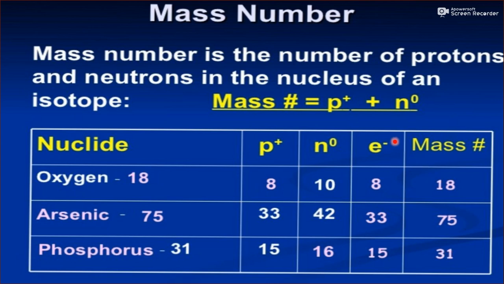If number of protons and neutrons are given, we can easily calculate the mass number. Or if number of neutrons and mass number is given, we can calculate number of protons. Or if mass number and protons are given, we can calculate the number of neutrons. So this kind of small numericals, small calculations, can come from this area.